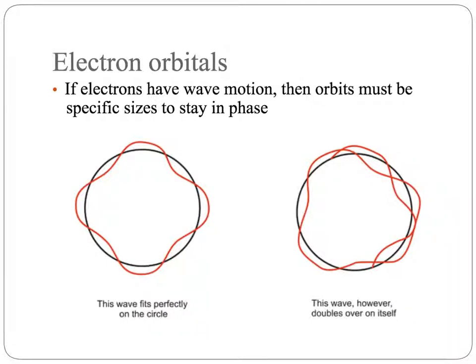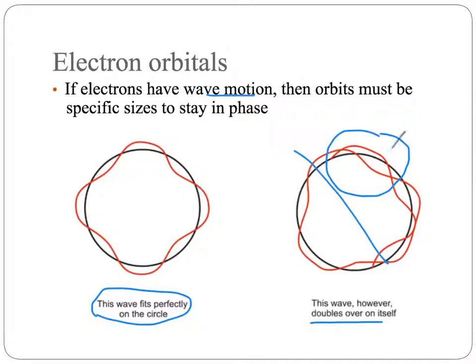So if electrons have wave motion, even though they are a particle, then the orbits of the electrons have to be a specific size to stay in phase. That means that as the wave comes around again, it matches up exactly. This example here on the left shows how the wave matches up with itself and fits perfectly, whereas this one on the right, we can see where it is overlapping and it's not matching up. In an electron orbit, this would never happen because the electron would not be able to stay in that orbit, and we know that electrons are stable in their orbits because elements don't fall apart.